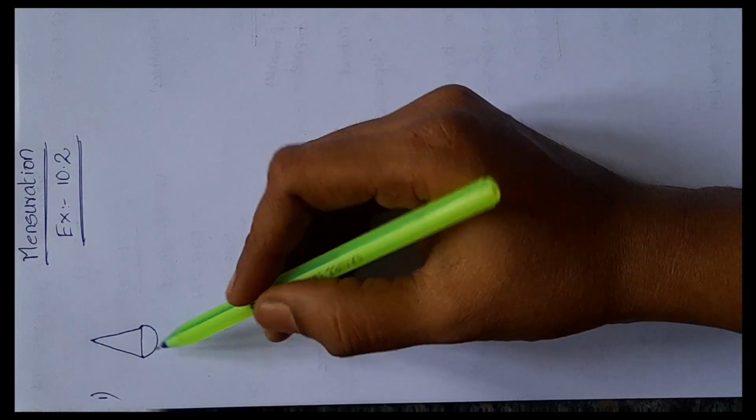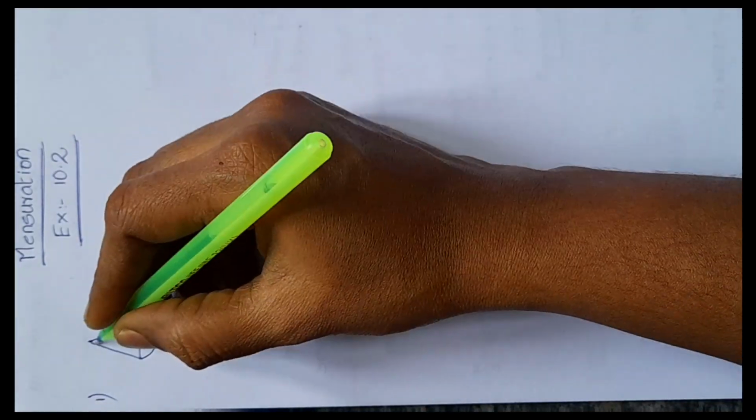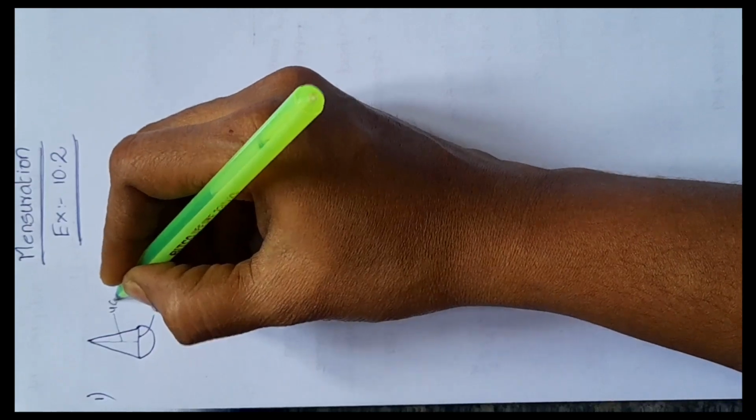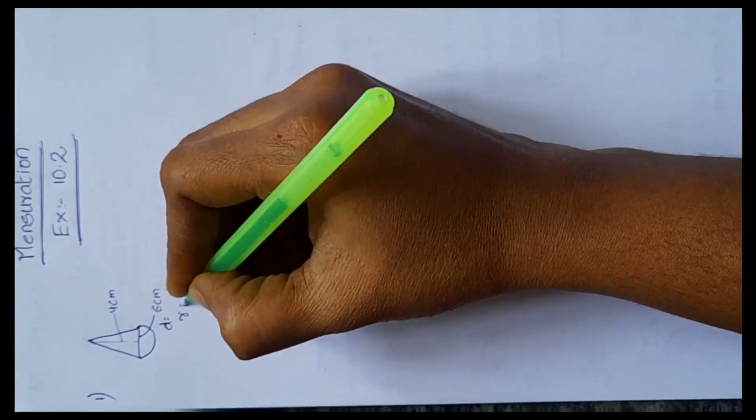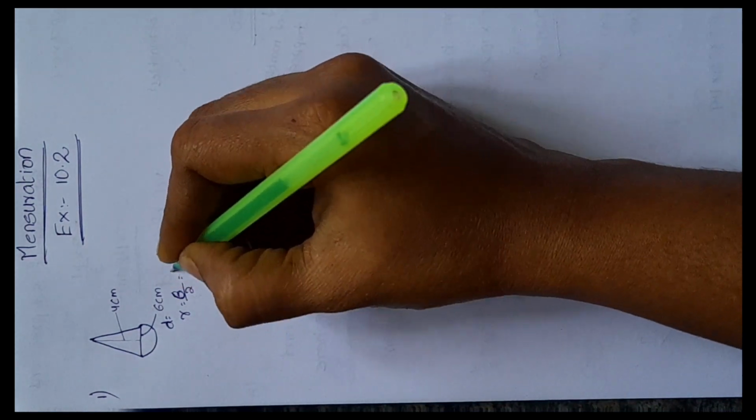According to the question, the toy is in this shape. So the diameter of the hemisphere is given as 6 cm and the height of the cone is given as 4 cm. As diameter is 6 centimeters, the radius becomes 6 by 2, that is 3 centimeters, is the radius of the hemisphere.